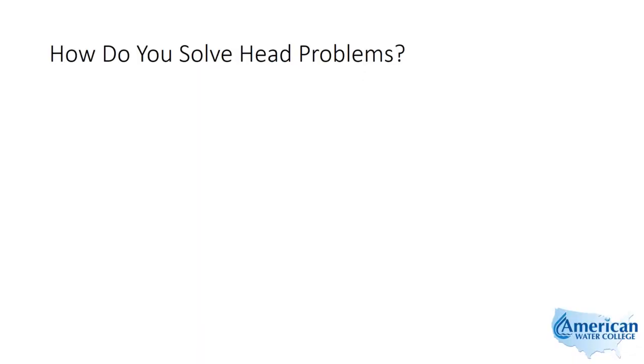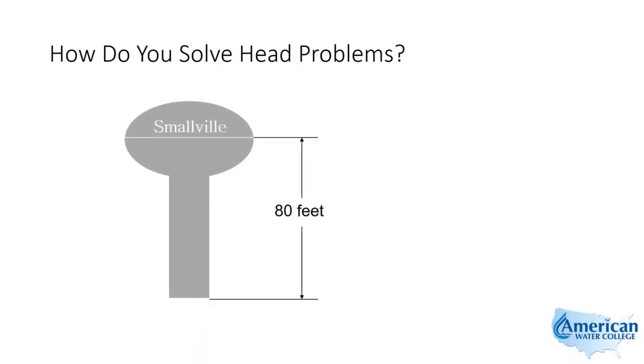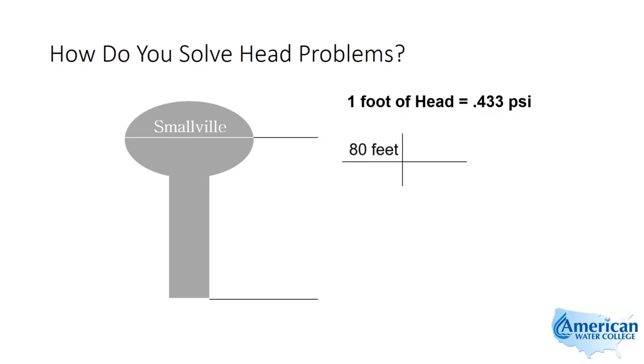Well, how do you solve head problems? Well, here we have a problem showing that we've got 80 feet of water level in this tank, so we have 80 feet of head. How do we determine how much PSI, or how much pressure we get from that 80 feet of head? Well, we simply do a unit conversion using the equivalent that says 1 foot of head is equal to 0.433 psi. So we're going to take our 80 feet and we're going to load it into our monorail, and we're going to do a unit conversion.